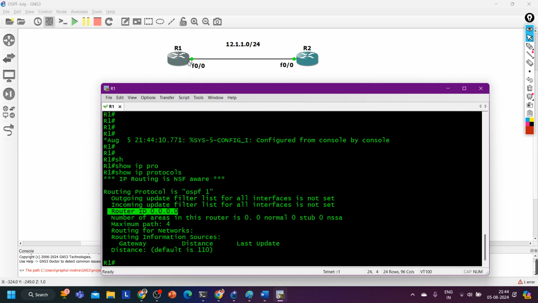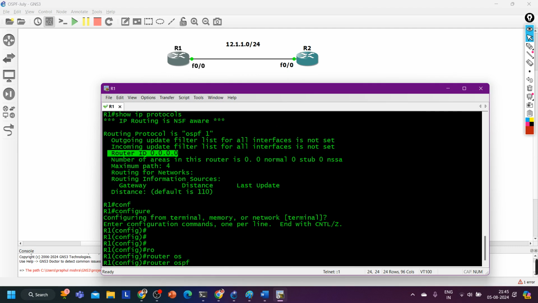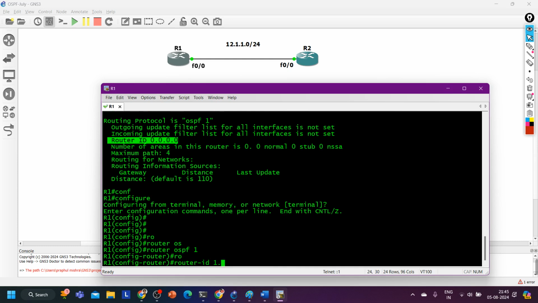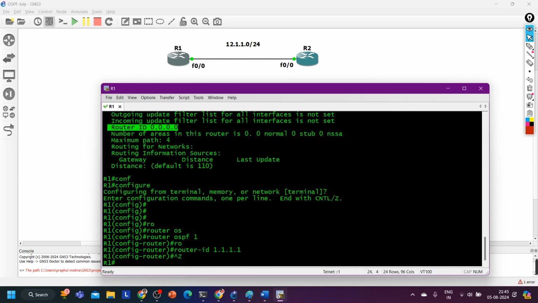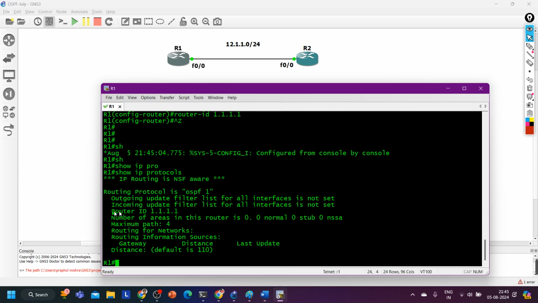Right? But always keep in mind, a router in OSPF will not work with the router ID 0.0.0.0. So the other option is I can configure the router ID manually: router ospf 1, and say router-id 1.1.1.1. That's it. Now, show ip protocols. What is the router ID?